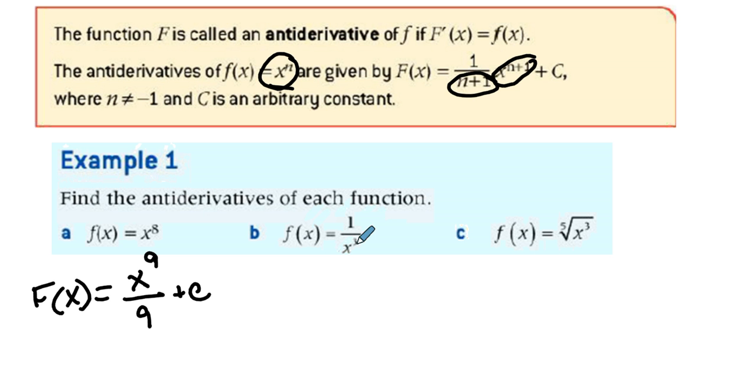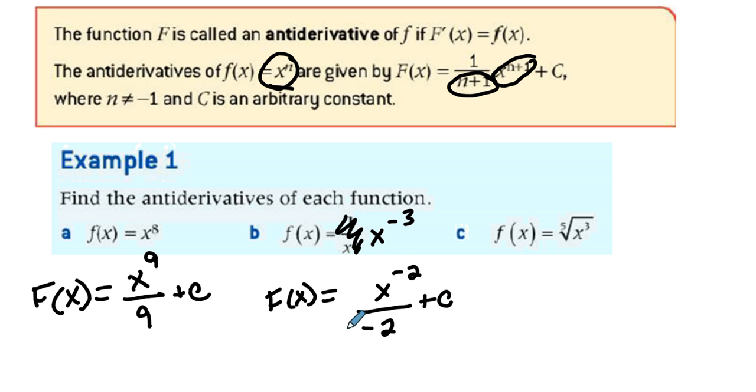So now when we do this one, this is a power. It just goes to the -3rd power. So therefore, capital F of x is equivalent to, so add 1. This gives me x to the -2nd divided by -2, plus c. And of course, we wouldn't leave a negative exponent. So we would write that as capital F of x equals 1 over -2x² plus c.